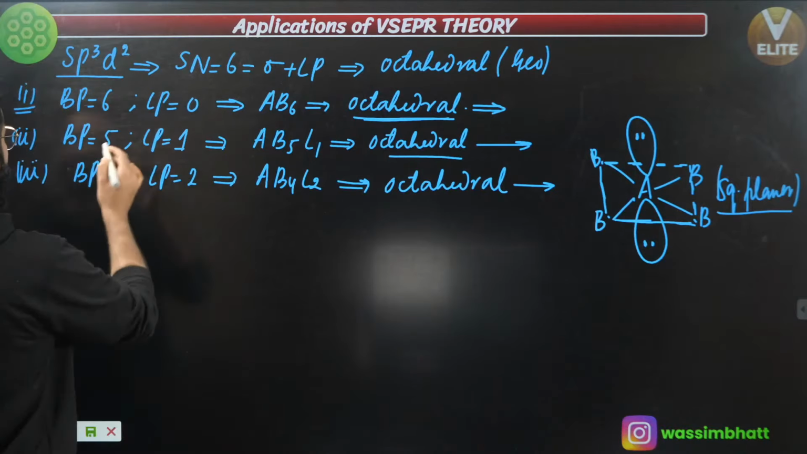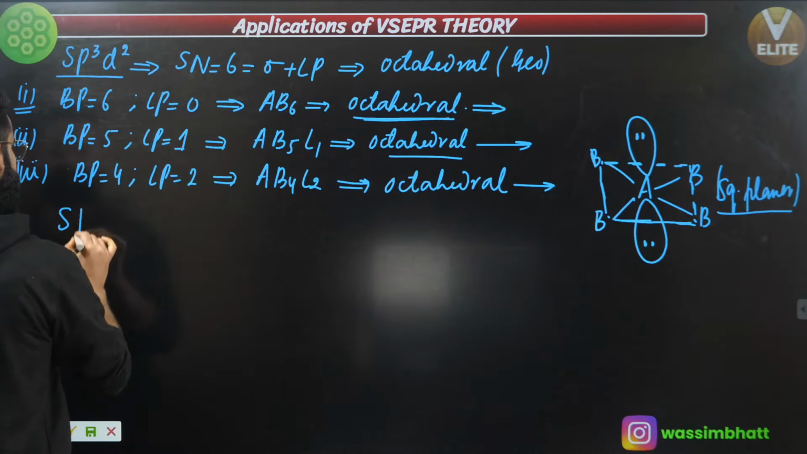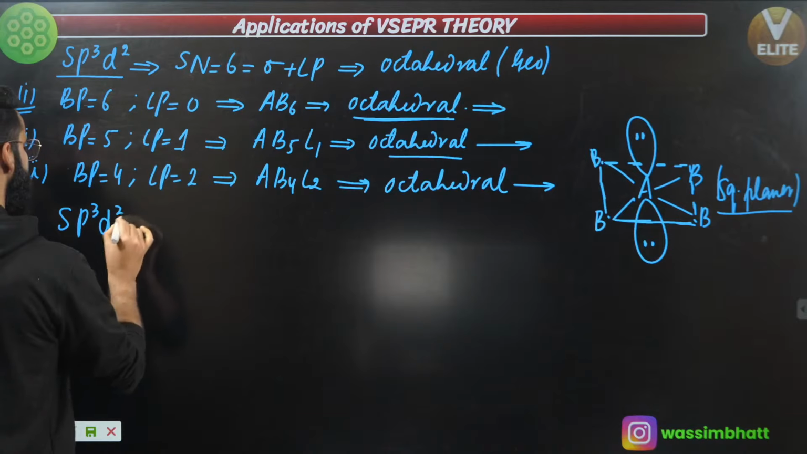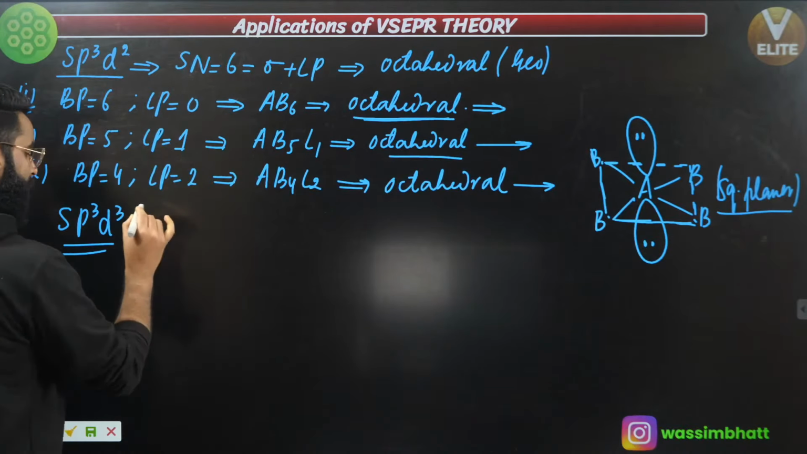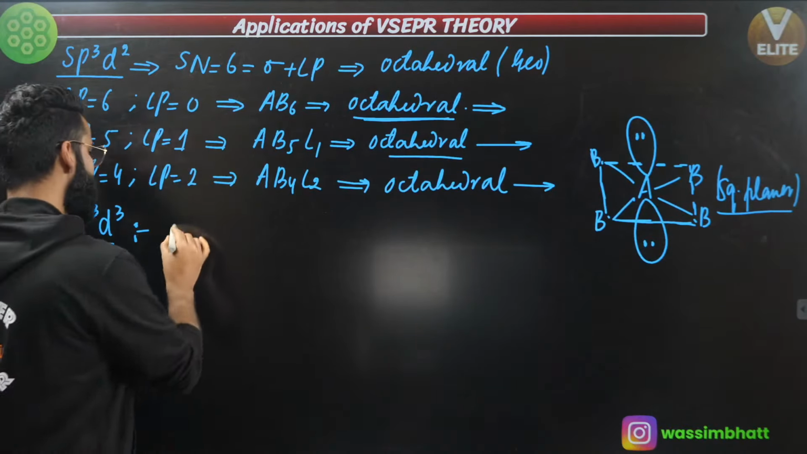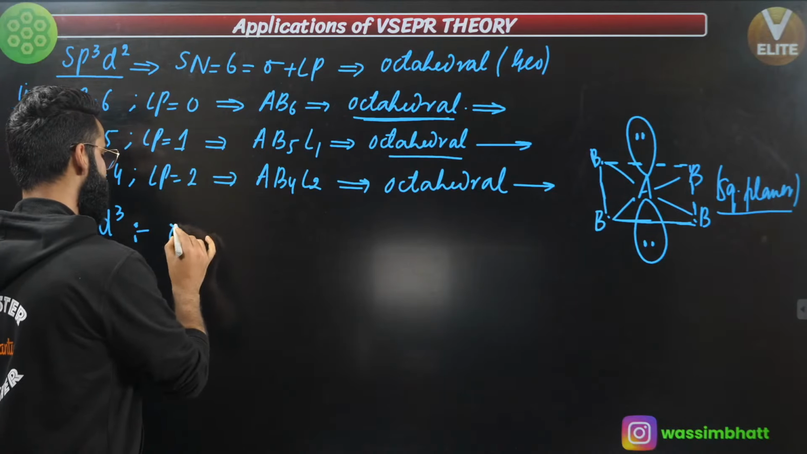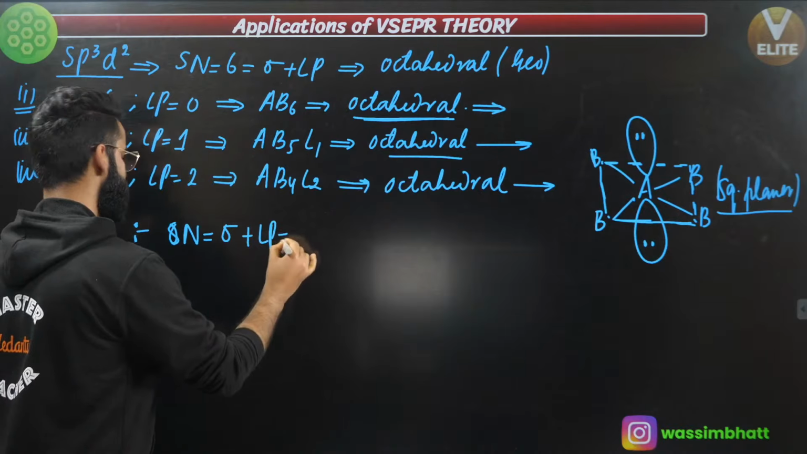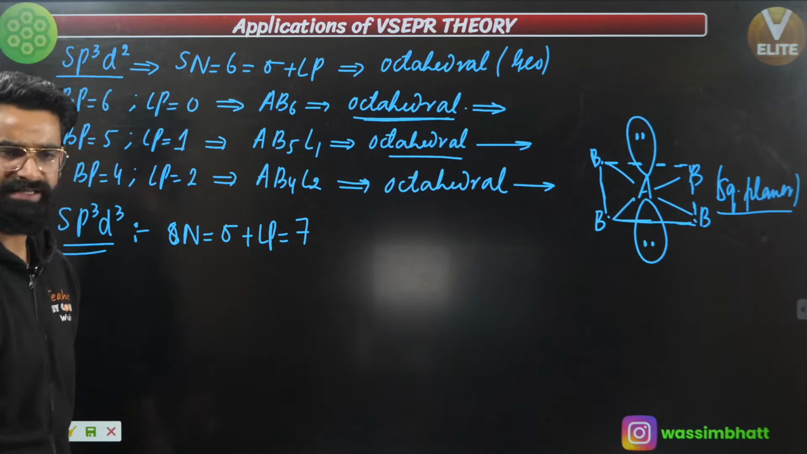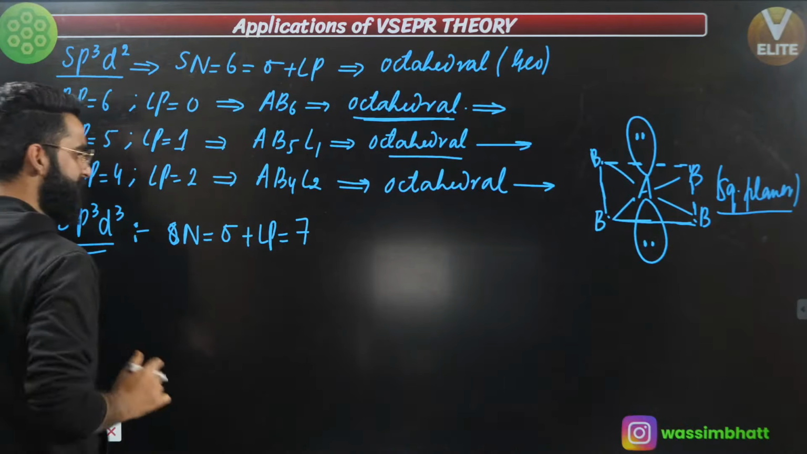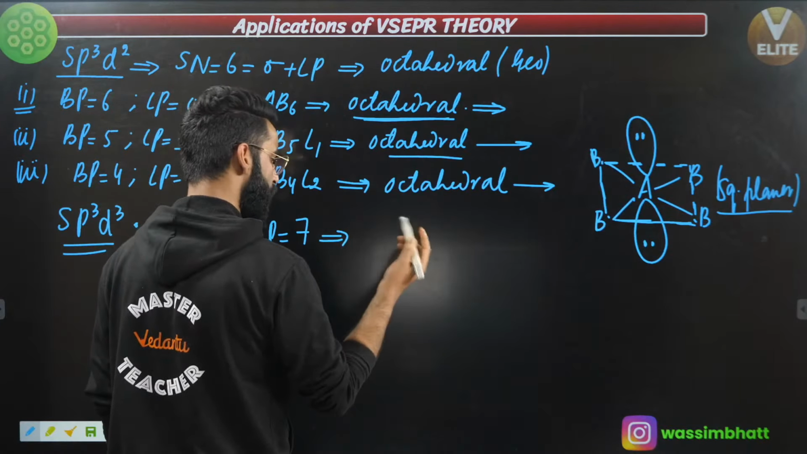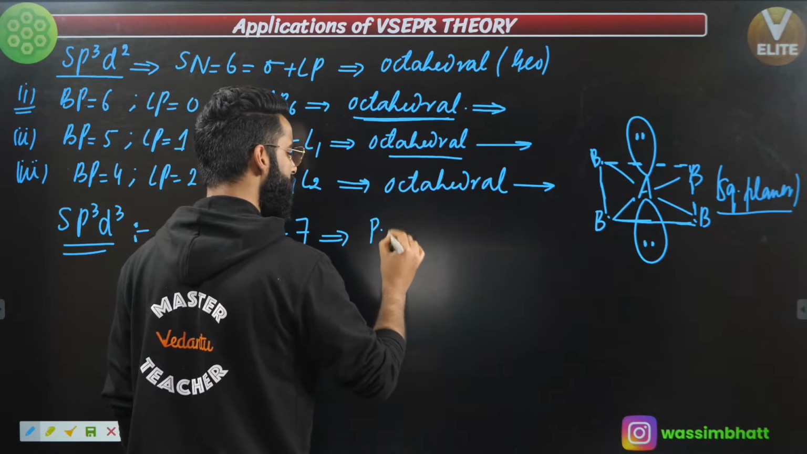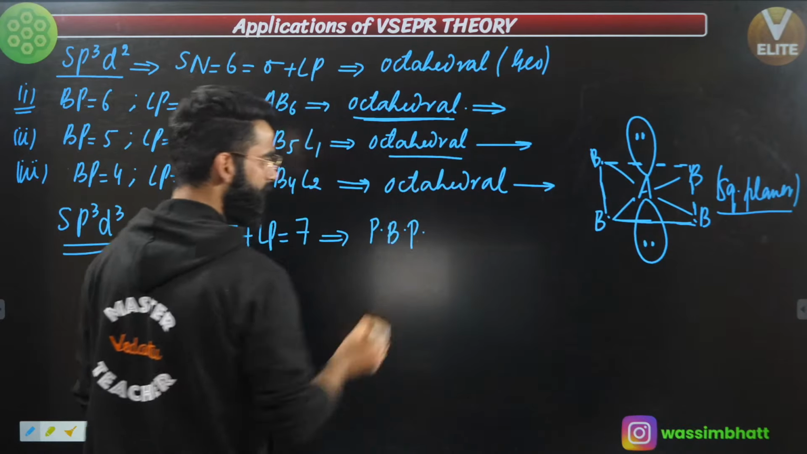All right. Now the last case that is left over here is the sp3d3 type. Sp3d3 means the steric number, which is basically sigma plus lone pairs, is 7. And in case of sp3d3, what is the geometry? Geometry is pentagonal bipyramidal.